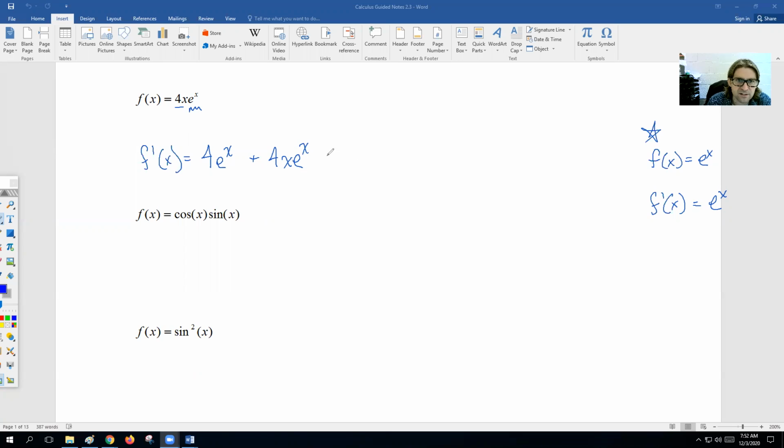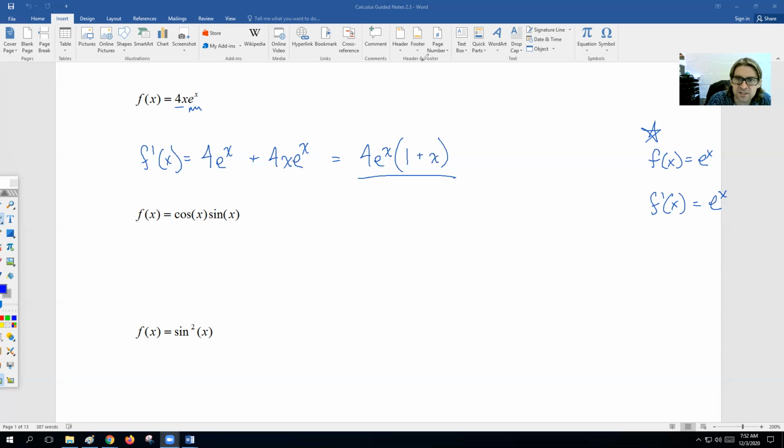The only thing we could do here is, I guess we could factor out a 4e to the x, because both of these have a 4, both of them have an e to the x, and we would have just one left over here and x. And there's your answer. Okay.